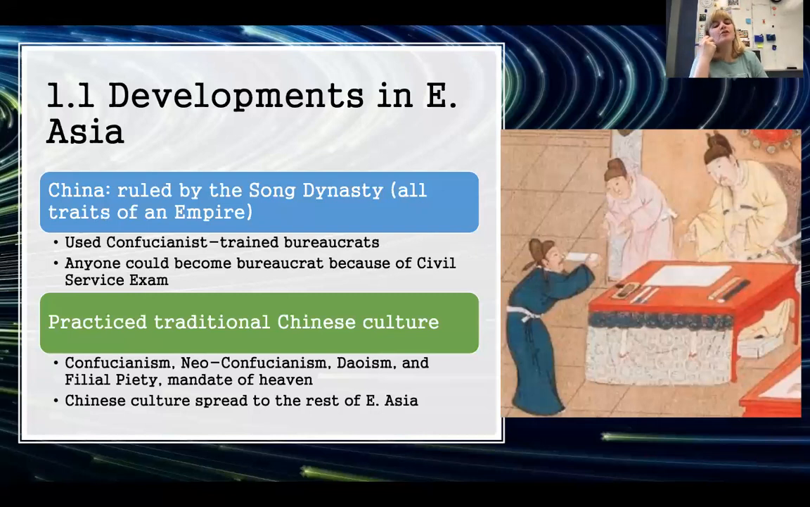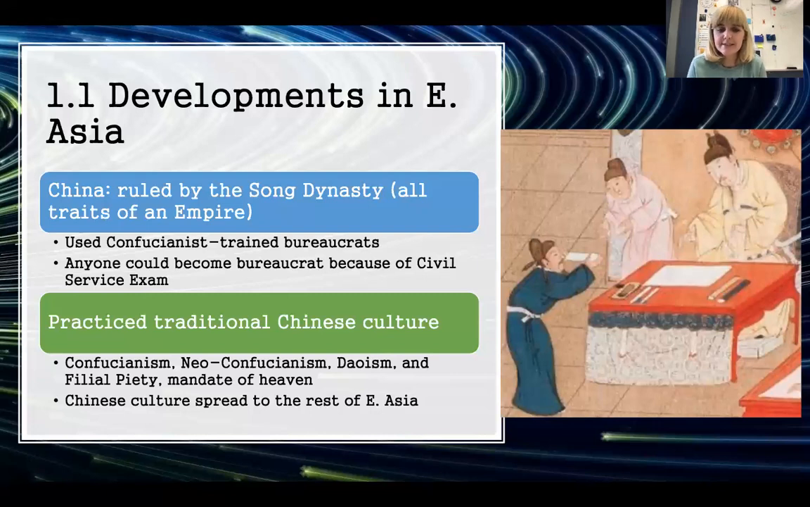Guys, the Song dynasty will also practice traditional Chinese culture, okay? They will practice Confucianism, Neo-Confucianism, Taoism, filial piety, and the mandate of heaven. I'm not going to go through the religions. I spent a lot of time talking about them in August. Go through your notes. But I will tell you what filial piety is. It's sort of that respect amongst your family members for the oldest. So if you're the youngest in your family, you must have respect for your older siblings. Your older siblings must have respect for their mothers and their fathers must have respect for their grandparents. All right, you should always respect your elders.